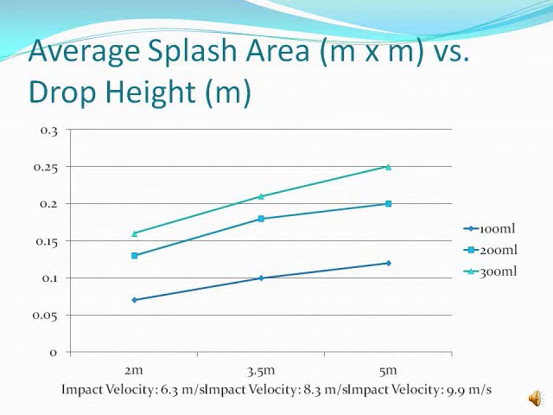This isn't necessarily due to the drop height, but due to the impact velocity. The impact velocity changes more from 2 meters to 3.5 meters than it does from 3.5 meters to 5 meters. This change in impact velocity is what accounts for the splash area change. If we made it so that the impact velocity changed equally for each trial, you would likely see a linear change in the splash area.